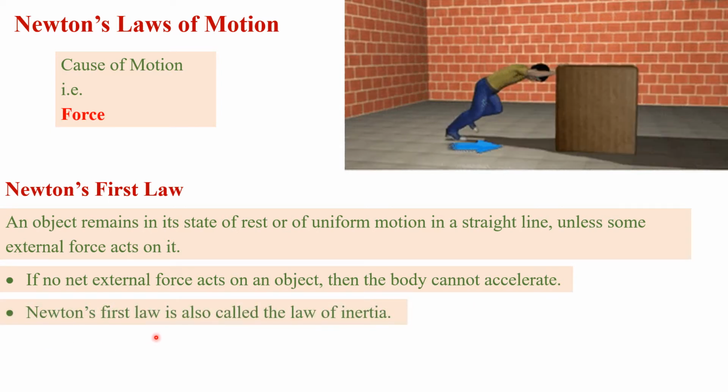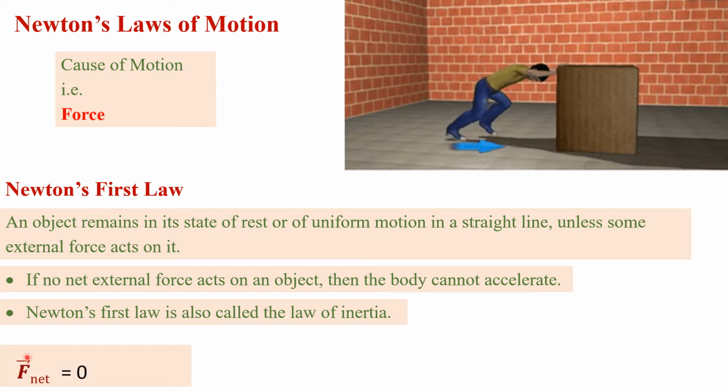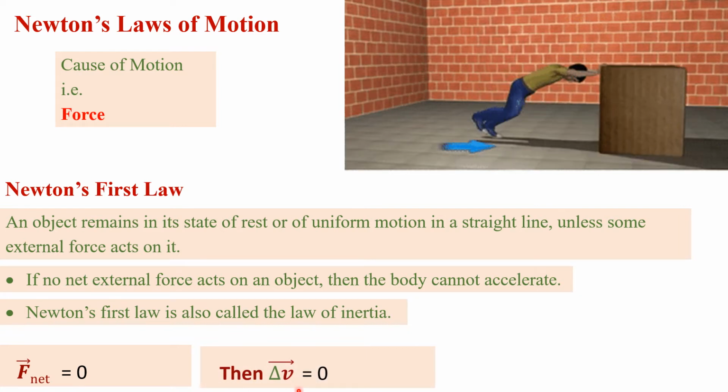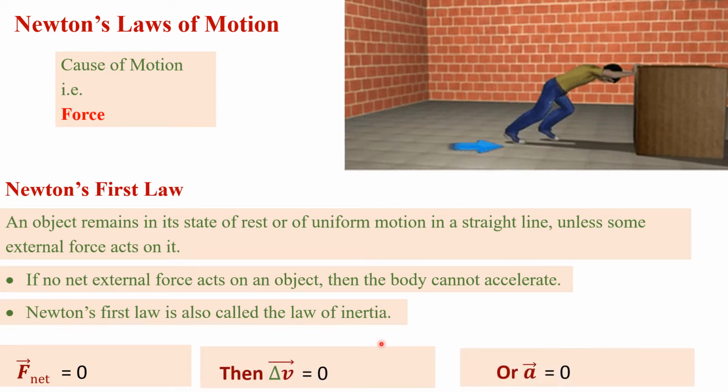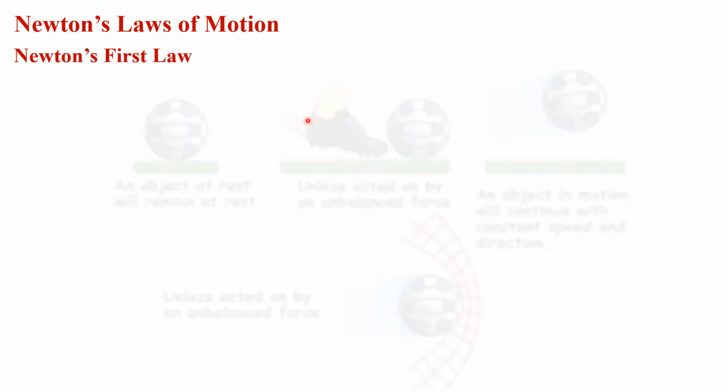Newton's first law is also called the law of inertia. Net force equals 0, then change in velocity equals 0, then acceleration equals 0. Newton's first law of motion.